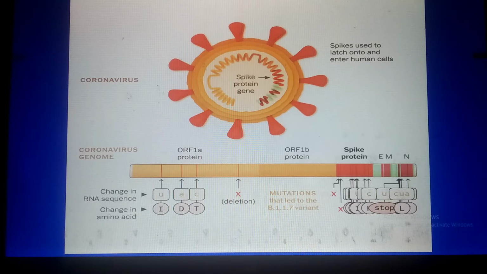Scientists have detected 23 mutations in its genome, and you can see here I have mentioned all of these, like the deletions, those in the open reading frame, and in the spike proteins and more. All these mutations are responsible for the emergence of the new coronavirus, B.1.1.7, which is also known as the UK variant, which I'm going to discuss in this lecture.